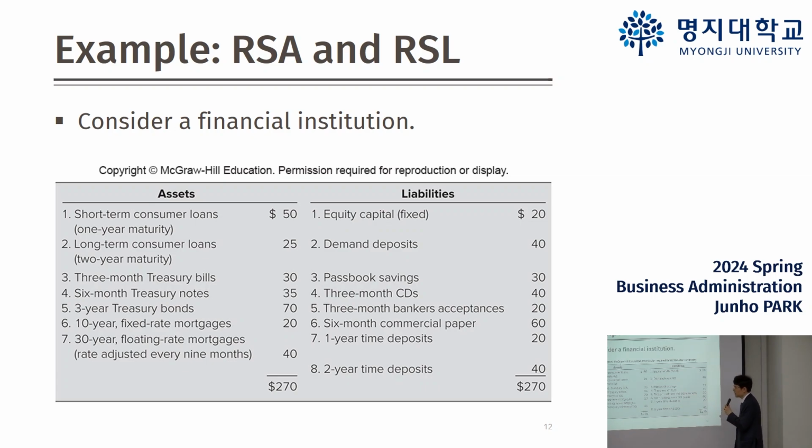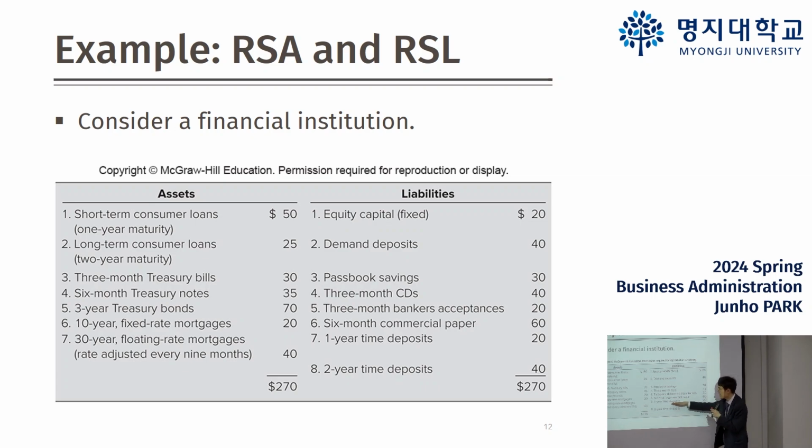Bankers' acceptances and commercial papers, these are similar. These are borrowings of the financial institutions from other companies or other investors. What you need to focus on is that both of them have maturity less than 1 year. So you should consider these two as rate-sensitive liabilities.